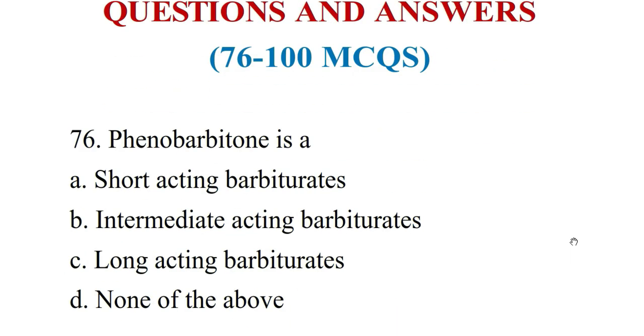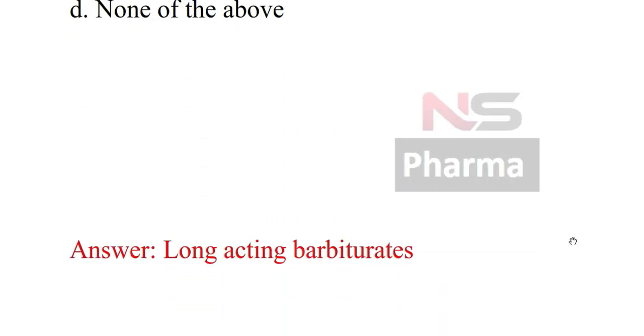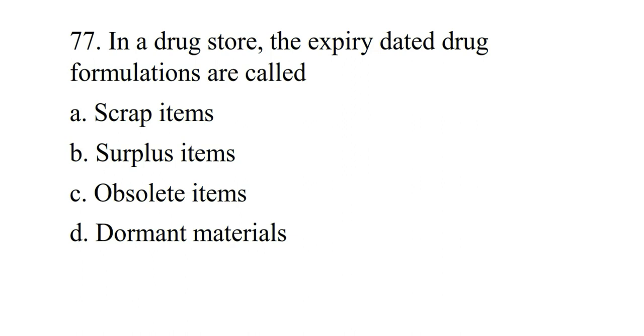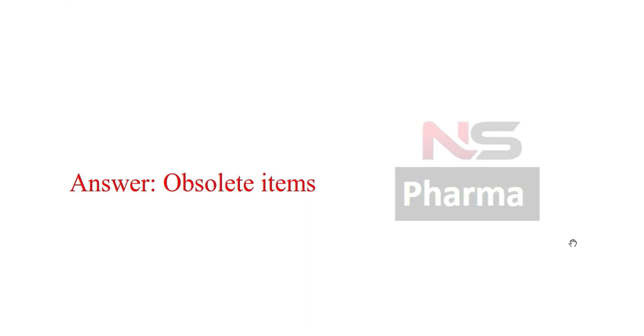Question number 76. Phenobarbitone is a option A, short acting barbiturates, option B, intermediate acting barbiturates, option C, long acting barbiturates, option D, none of the above. Answer: long acting barbiturates. Question number 77. In a drug store, the expiry dated drug formulations are called option A, scrap items, option B, surplus items, option C, obsolete items, option D, dormant materials. Answer: obsolete items.